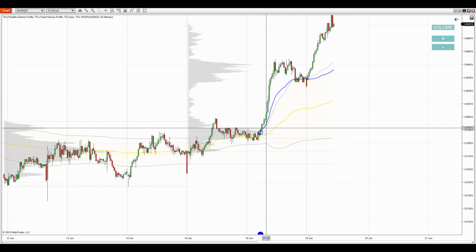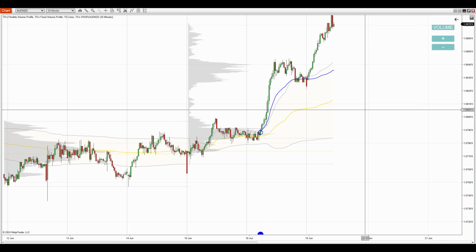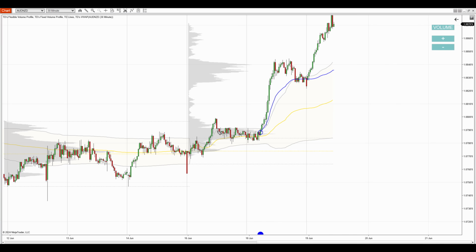The first one is that anchored VWAP here, that blue line. The second one is first deviation of weekly VWAP. That's the gray line. When the price is moving above it, like in here, then you want to trade pullbacks to that first deviation. It's called the trend setup.